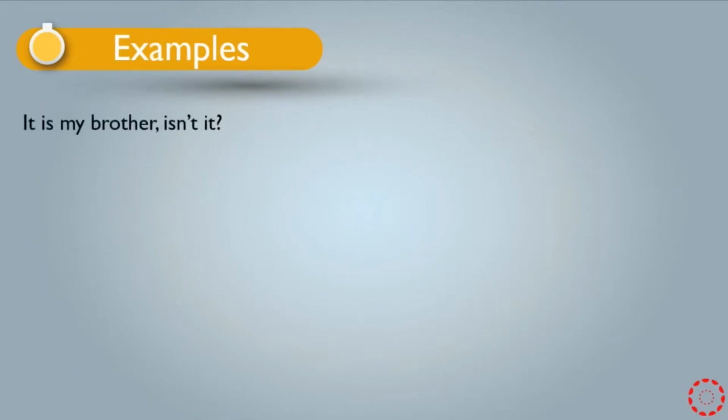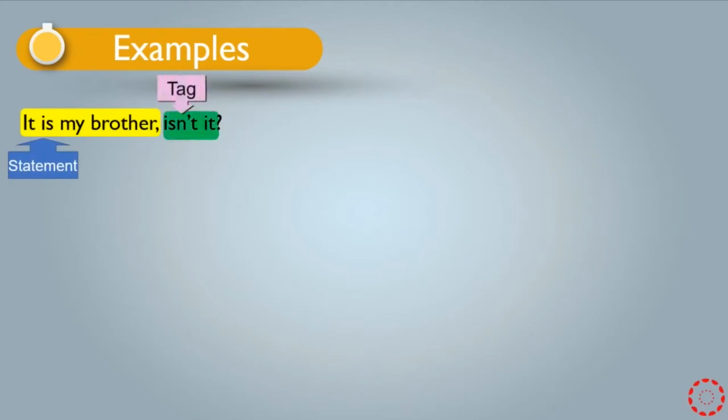Okay, look, it is my brother, isn't it? This is a sentence. Let's see which one is the statement and which one is the tag or question tag. This one is the statement: it is my brother. And this one is the tag: isn't it? So I am sure this is my brother, but I am expecting you to agree with me. That's why I'm using a question tag, and I say, it is my brother, isn't it? So the yellow one is the statement and the green one is the question tag.